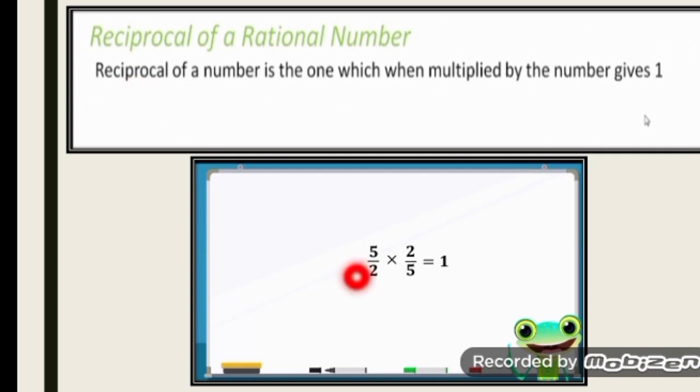See the example here. Here 5 by 2 is a rational number. Now we will see what is the number by which we multiply 5 by 2 to get 1. We will multiply 5 by 2 by 2 by 5 to get 1 because 5 will be cancelled by 5 and 2 will be cancelled by 2 and the product will be equal to 1.